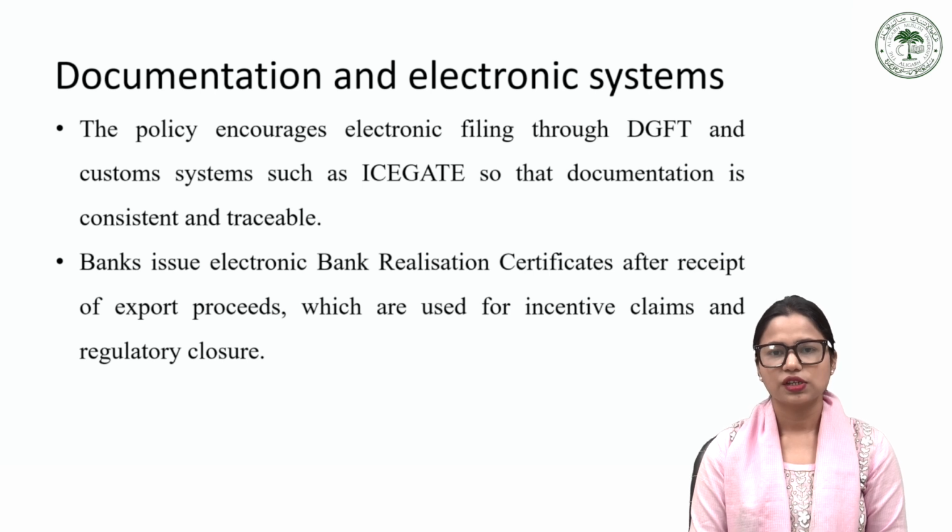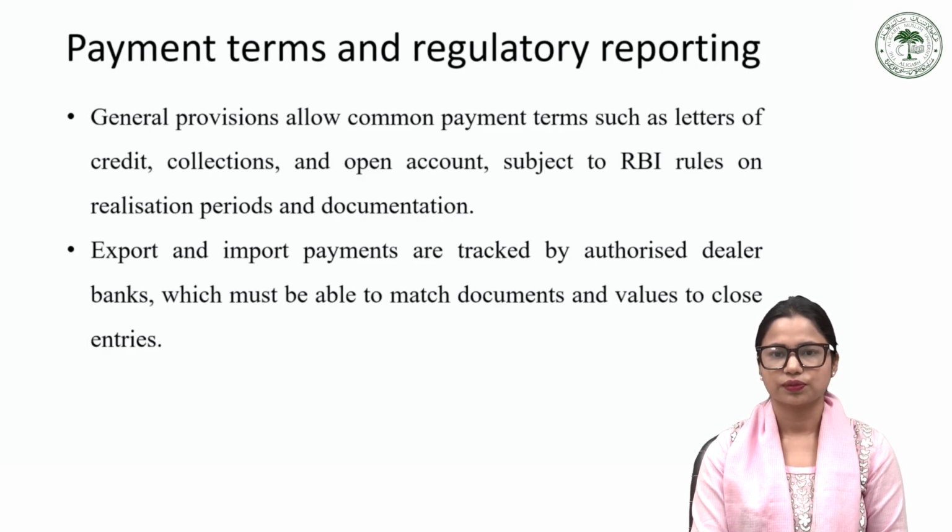The policy encourages electronic filing through DGFT and customs systems such as ICEGATE so that documentation is consistent and traceable. Banks issue electronic bank realization certificates after receipt of export proceeds, which are used for incentive claims and final closure or completion of the transaction. General provisions also allow common payment terms such as letters of credit, collections, and open account, subject to RBI rules on realization periods and documentation.